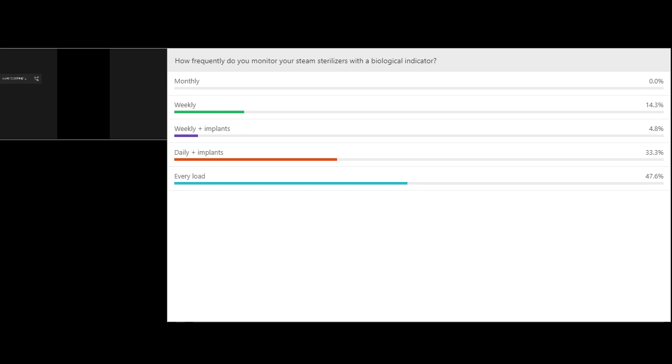About 14% are weekly. I suspect that's folks working in clinics. Weekly plus implants at 4.8%, daily plus implants 33%, and every load monitoring at 47.6%. So this is pretty typical. I would say when we talk to an audience that is just in hospitals, it'd be a mix of just those bottom 2 options, daily plus implants and every load monitoring.